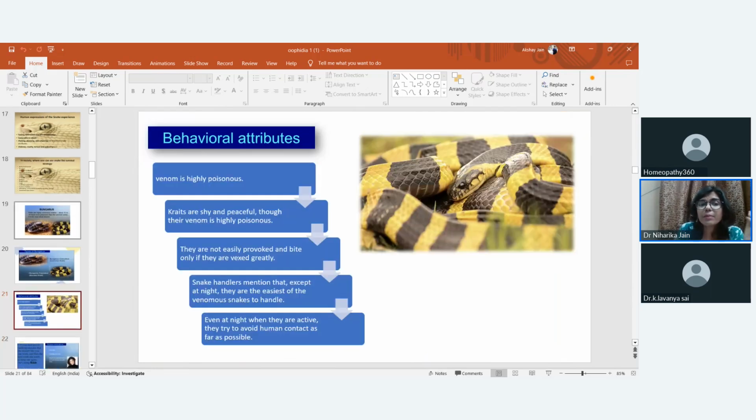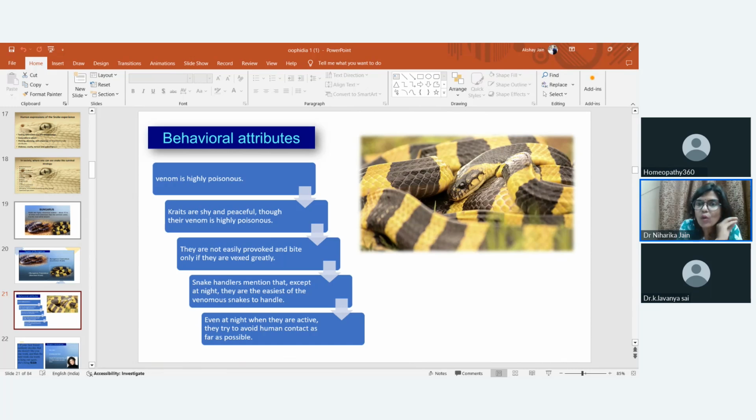Behavioral attributes. The venom is highly poisonous, yet they are shy and peaceful. This is the uncommon feature of Bungarus. You have to remember this. They are very shy and very peaceful snakes, in spite of having highly poisonous venom, 15 to 16 times that of a cobra. They are not easily provoked. They bite only if you vex them greatly.